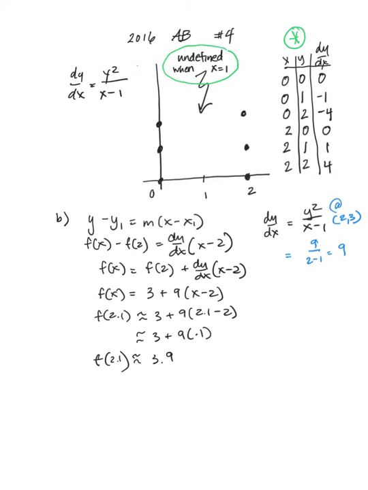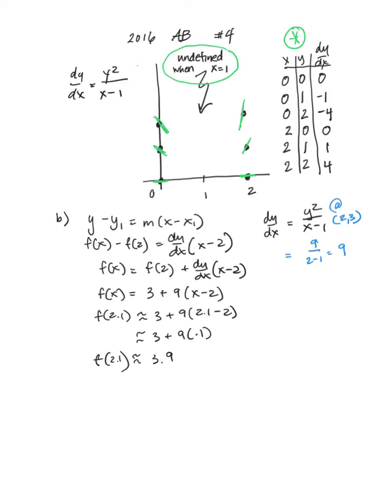So when x is 0 and y is 0, we get a slope of 0. At 0, 1, we have a little negative 1. And at 0, 2, we have negative 4. Just make it steeper than negative 1. At 2, 0, we have a slope of 0 again. At 2, 1, we have a slope of 1. And at 2, 2, we have a slope of 4. So just make it steep.